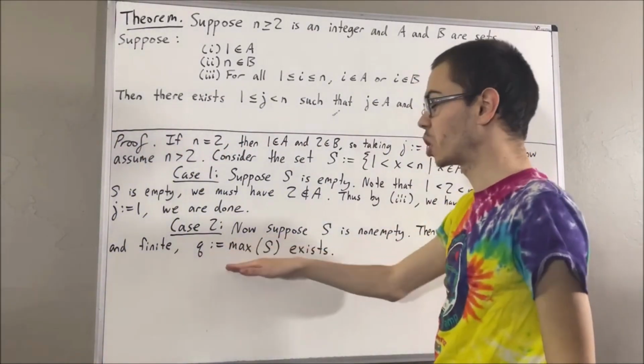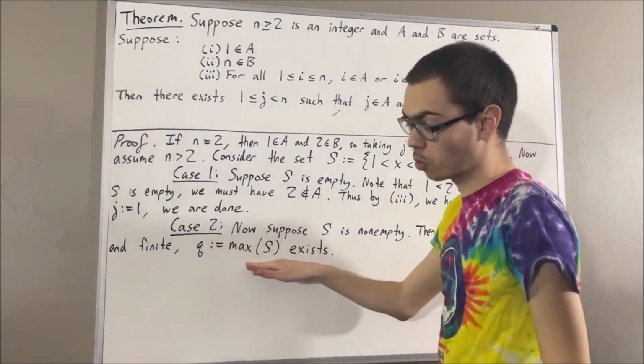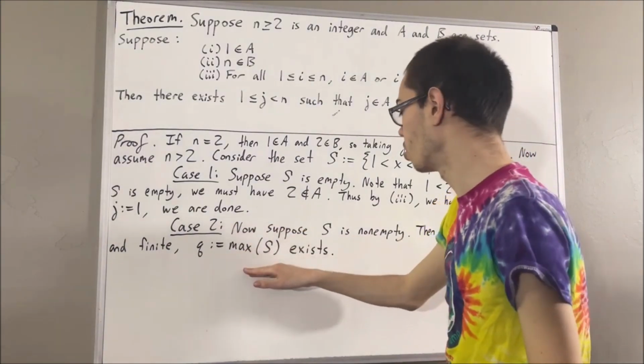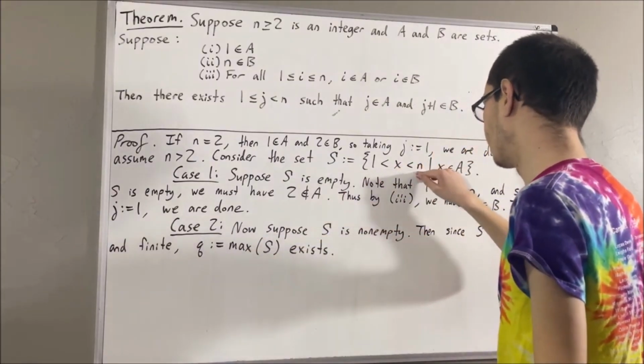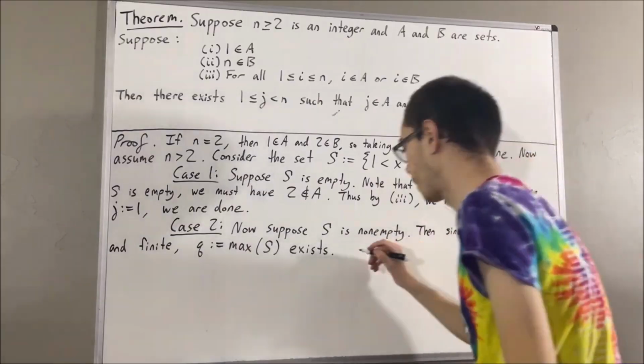Now, since Q is the largest element of S, well then of course Q is an element of S. So we know that Q is an integer such that 1 is less than Q is less than N, and Q is an element of A.